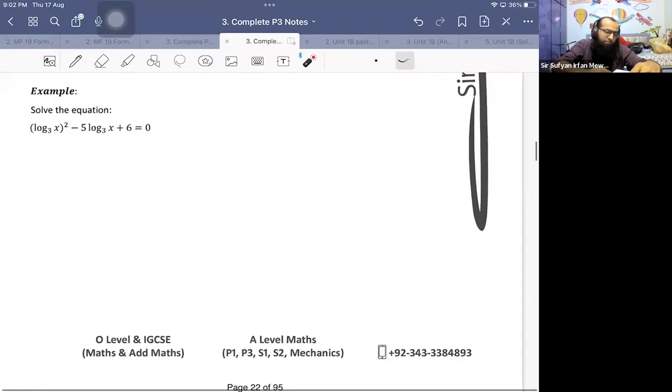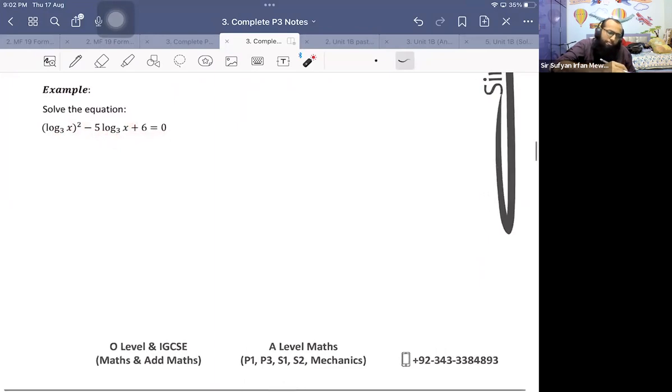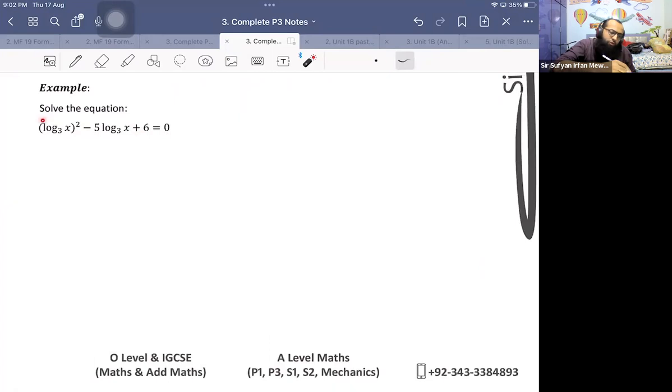Another example we have: solve the equation (log of x with a base of 3) whole square minus 5 times log of x with a base of 3 plus 6 equals 0. I've already told you before that if there is a power only on x, then the power law can be used. But if there are brackets on the entire log and there's a power on the entire log, then the power law is not applicable. So in such cases, we use appropriate substitution. I've taken one example like that as well.